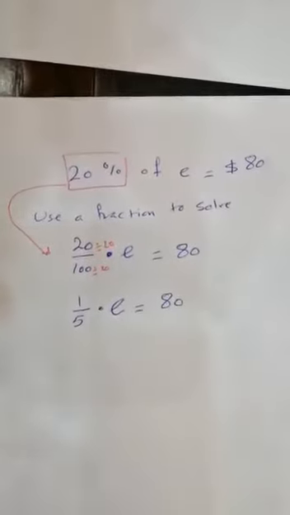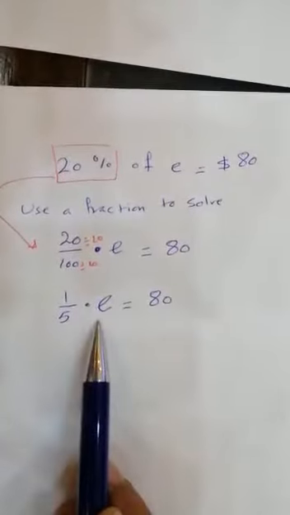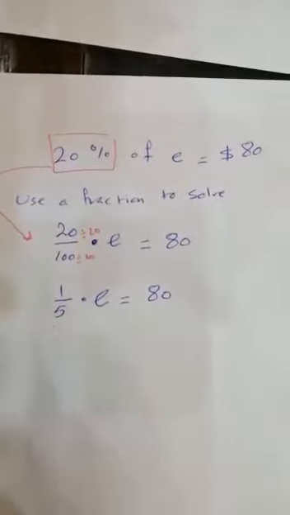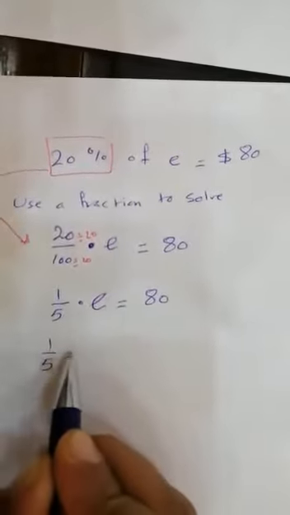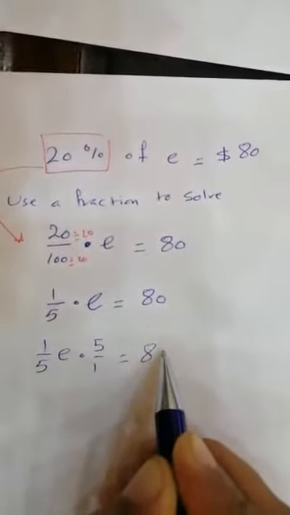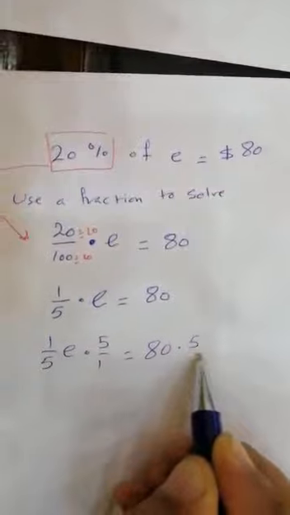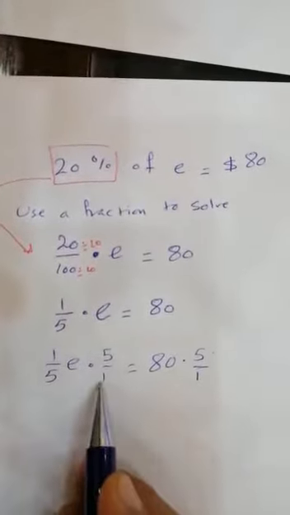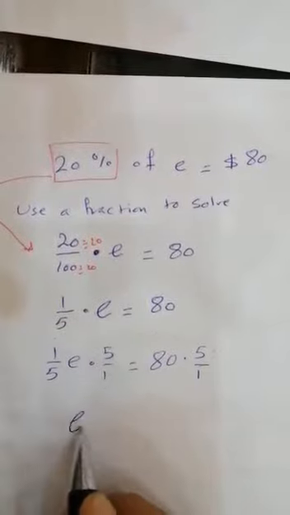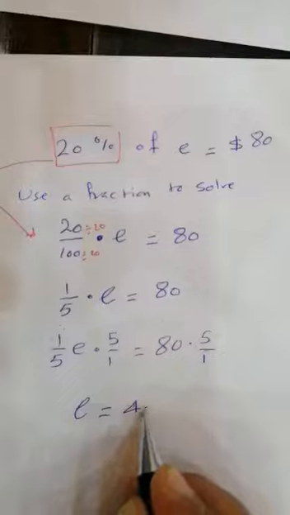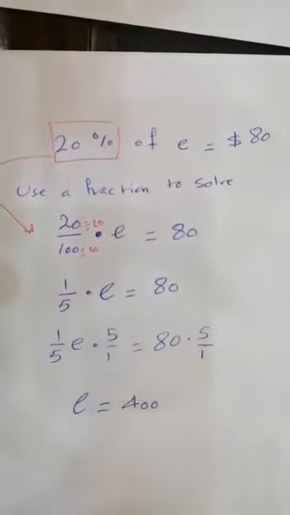Now what do we do? Here we have a fraction with a variable. To remove the fraction, we multiply both sides by the reciprocal of the fraction. 1 out of 5 E times 5 out of 1 equals 80 times 5 out of 1, okay? 1 out of 5 multiplied by 5 out of 1 is 1. Then E equals 80 multiplied by 5, which is 400. 400 out of 1 is 400.